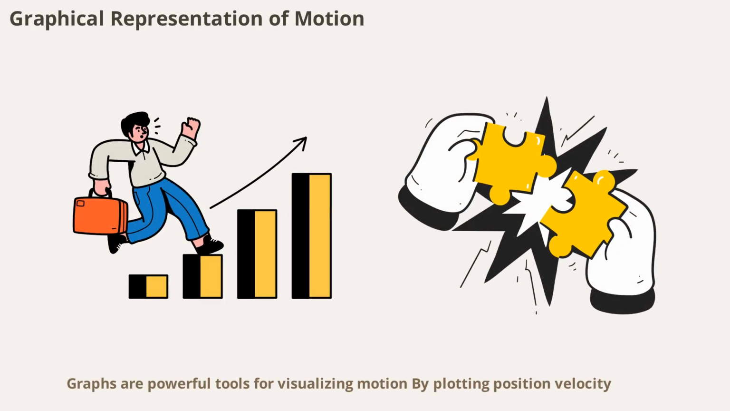Graphs are powerful tools for visualizing motion. By plotting position, velocity, or acceleration against time, we can quickly see how an object's motion changes. These visual representations help us interpret data, identify patterns, and make predictions about future motion. Let's explore the different types of motion graphs.